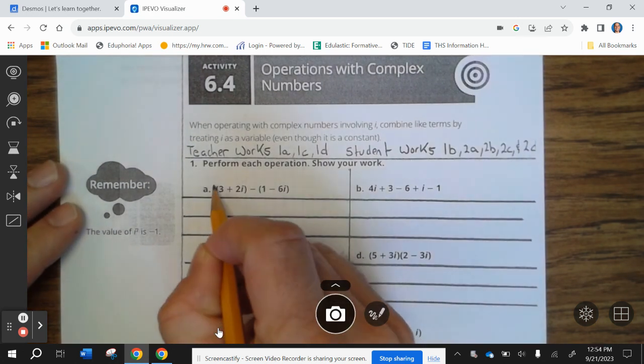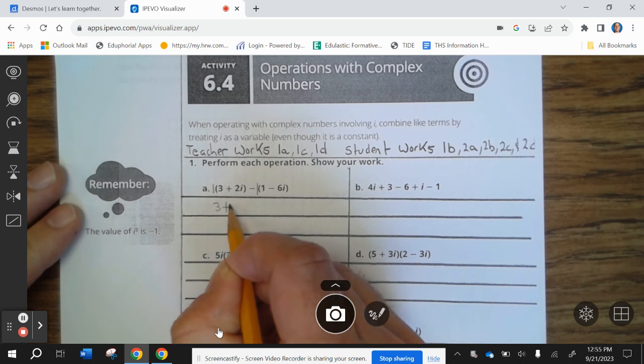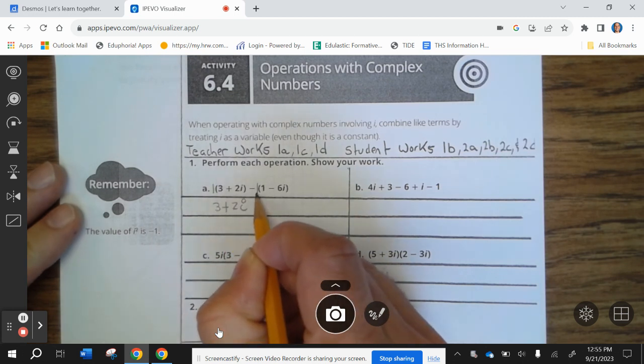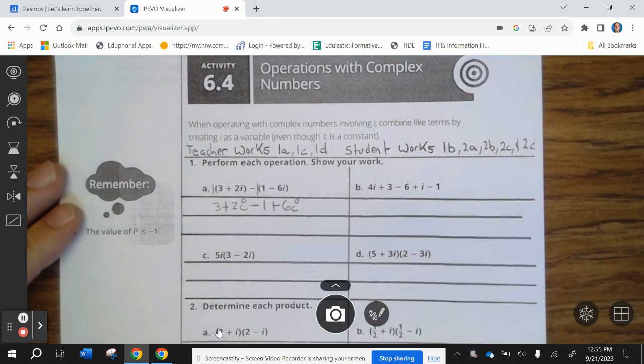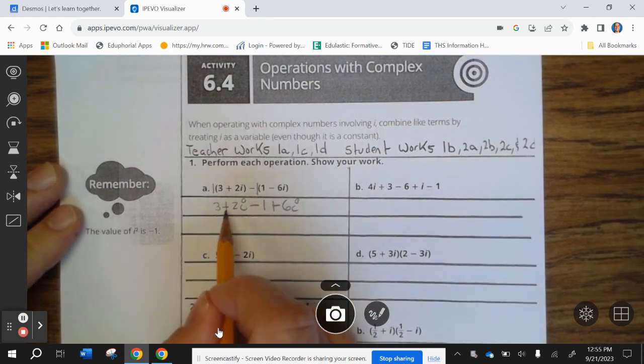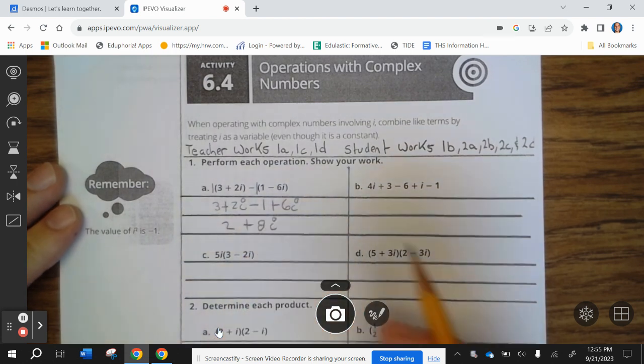So I'm going to put a 1 in front of here, 1 in front of here. So we multiply by 1, that's 3 plus 2i. Now we're multiplying by negative 1, so minus 1 plus 6i. We combine terms, so 3 minus 1 is 2. 2i plus 6i is plus 8i. Okay?